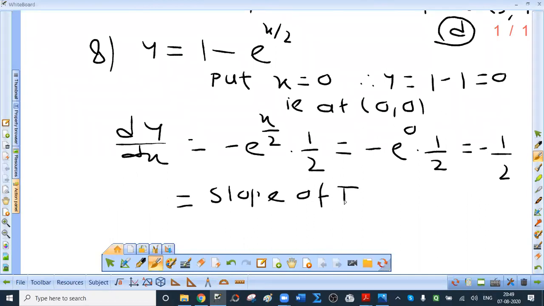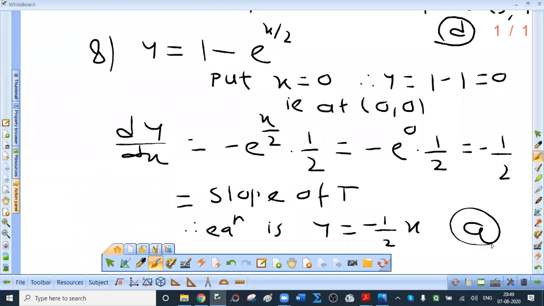Now tangent passes through origin. So equation is y equal to mx. That is y equal to minus half x. So what is the answer? x plus 2y equal to 0. So correct option is A, Ahmedabad. Should I explain this again?